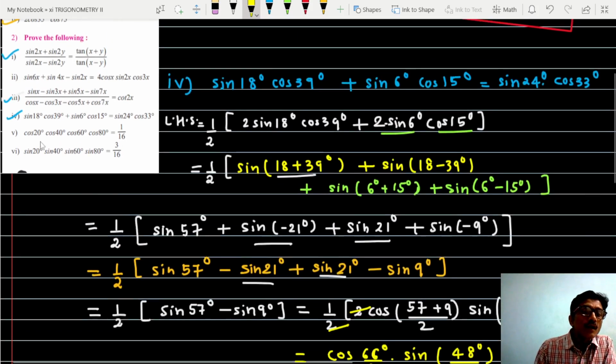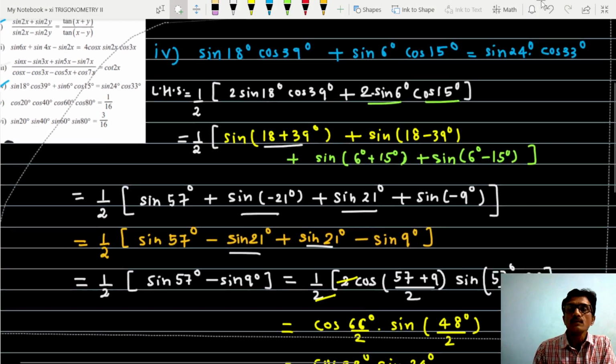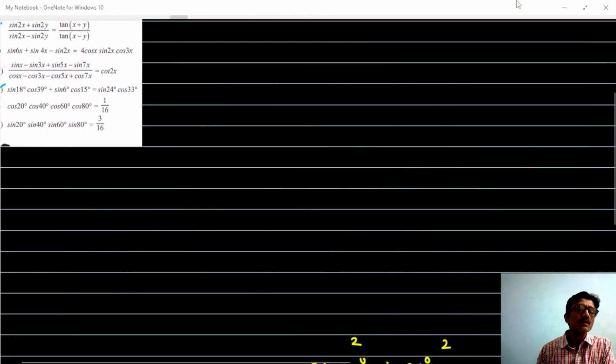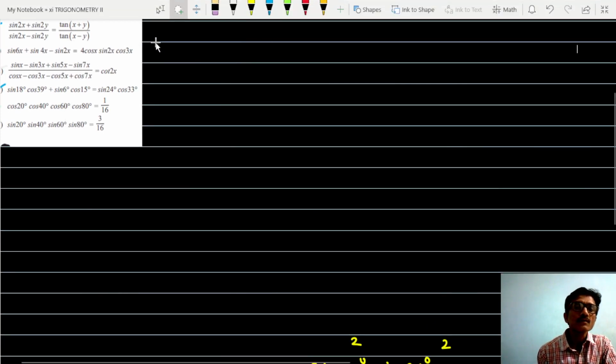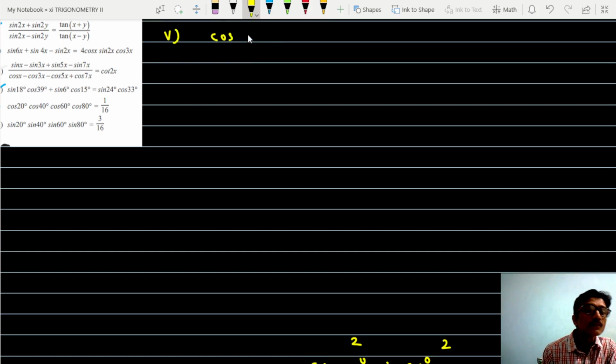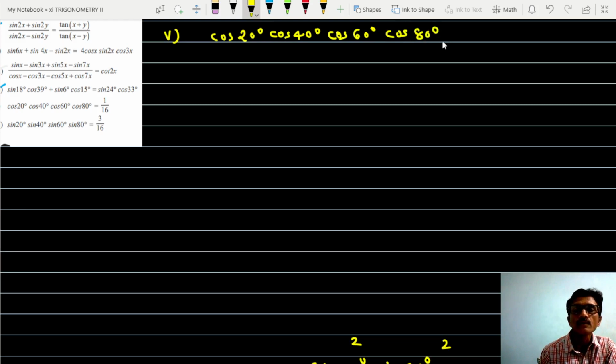So yes, we will do now question number 5. Okay, see here, fifth question is cos of 20 degree into cos of 40 degree into cos of 60 degree into cos of 80 degree. We want to show it is equal to how much?